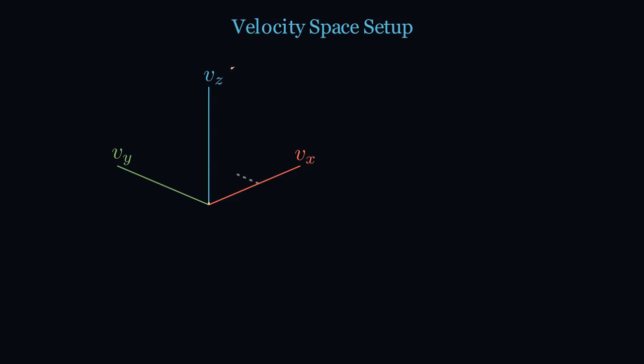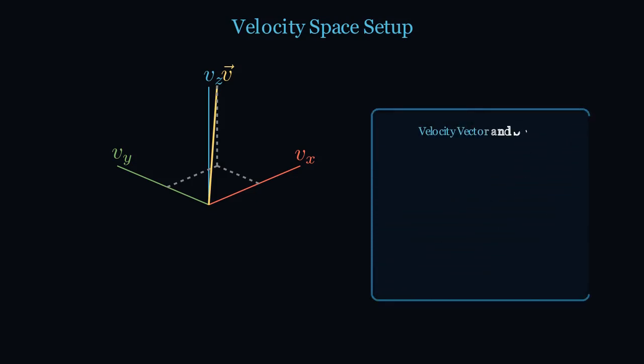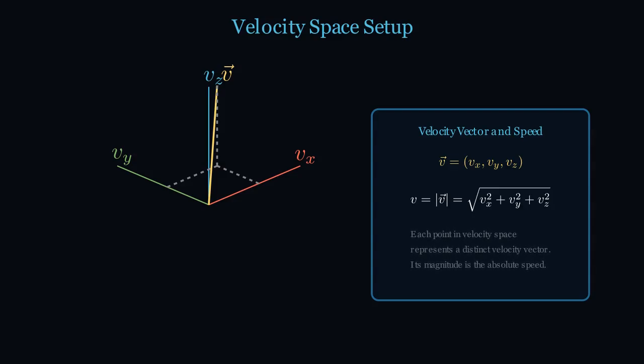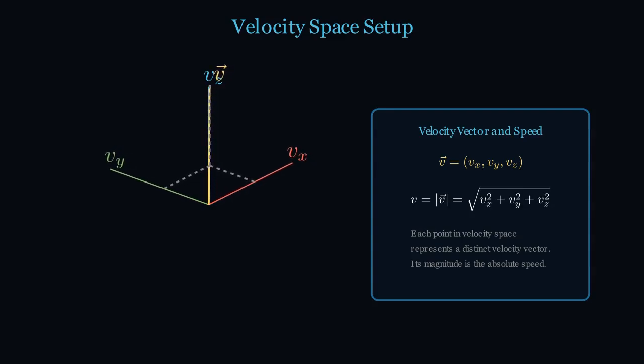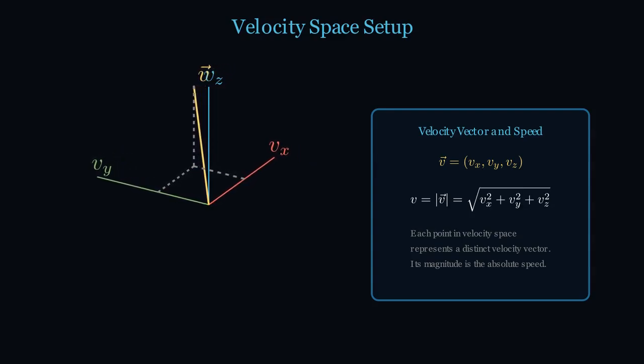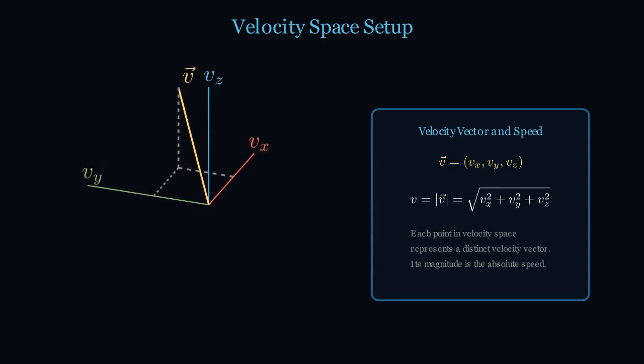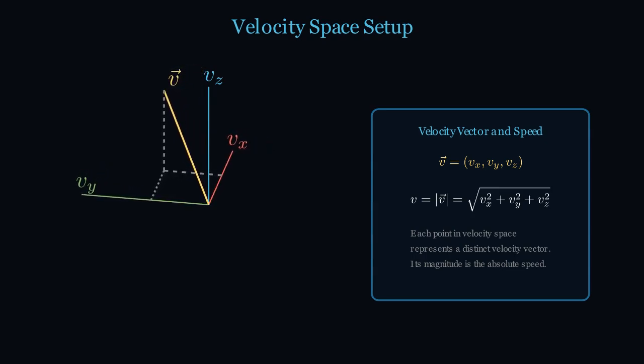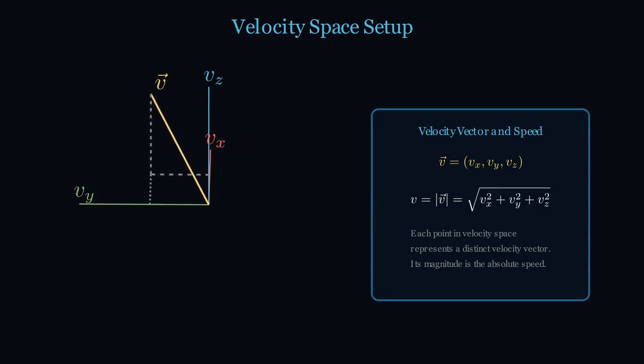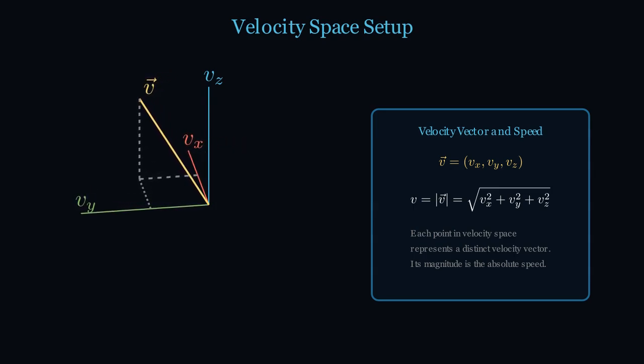To grasp this visually, let's conceptualize velocity space. Imagine a three-dimensional Cartesian coordinate system. The x, y, and z axes here represent the velocity components vx, vy, and vz of a molecule. Any unique point within this abstract space defines a specific velocity vector. The speed of a molecule, a scalar quantity, is simply the magnitude of this vector, its absolute distance from the origin, 0, 0, 0, in our velocity space. Faster molecules correspond to points further from the origin.